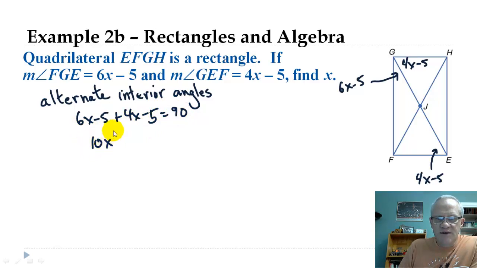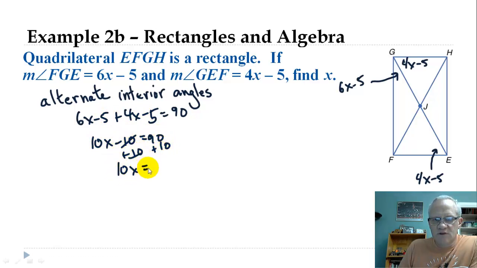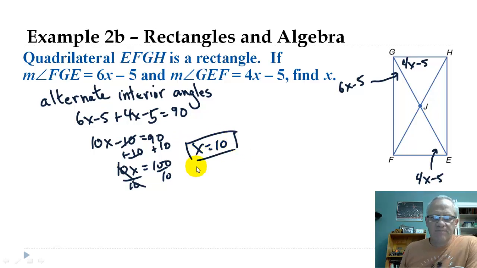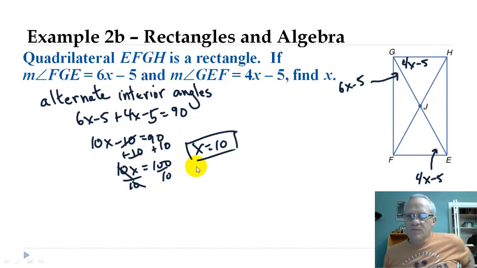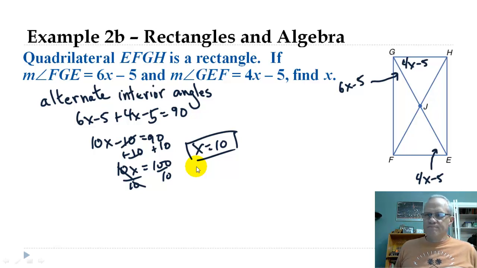6 and 4 is 10x. Negative 5 and negative 5 is minus 10. Then we add 10. 10x equals 100, and divide by 10. So x is 10. Okay? All right, feel okay with that?